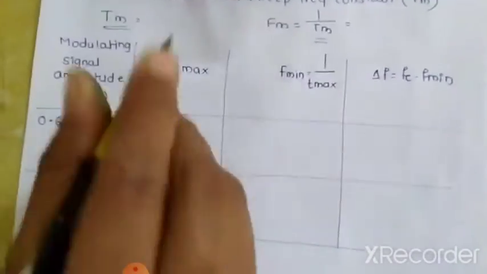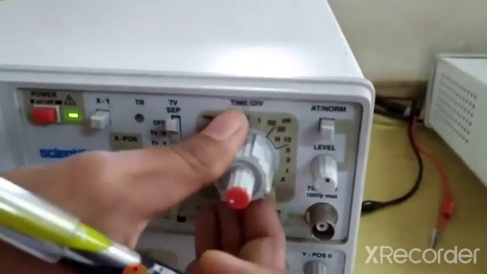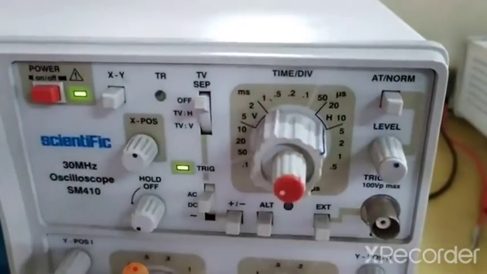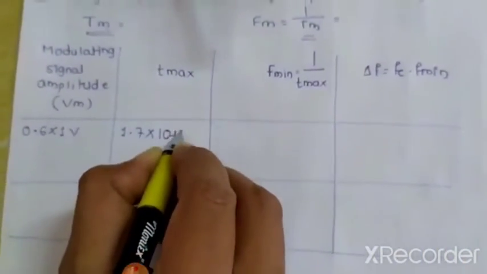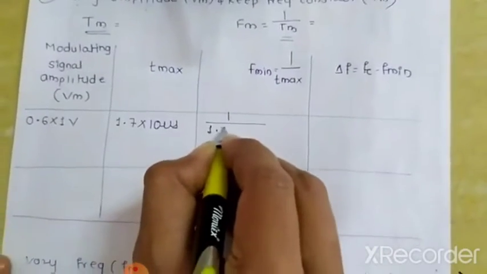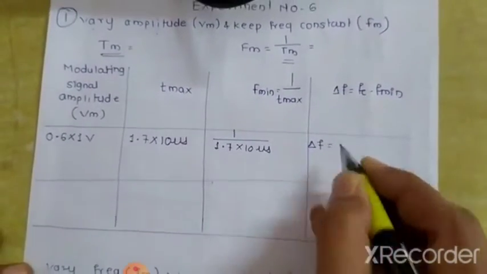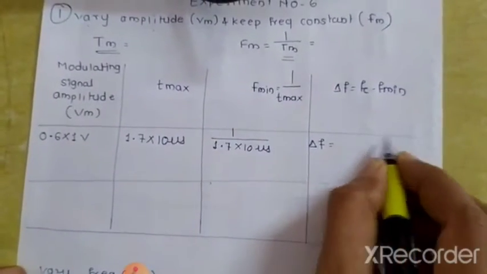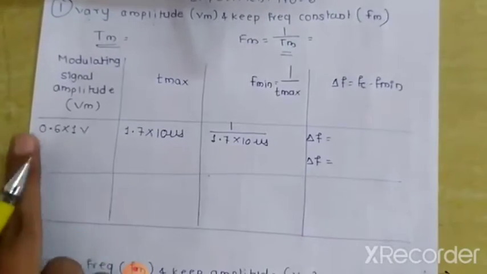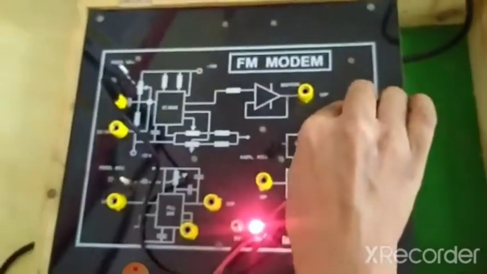So 1.7 into time per division, which is 10 microsecond. 1.7 into 10 microsecond. Now in order to calculate F mean, we have to do 1 upon 1.7 into 10 microsecond. If you calculate it, you will get the value. Now delta F is Fc minus F mean. We know the value of F mean from this part, and we also know the value of Fc. So calculate it. Now we'll take one more reading.